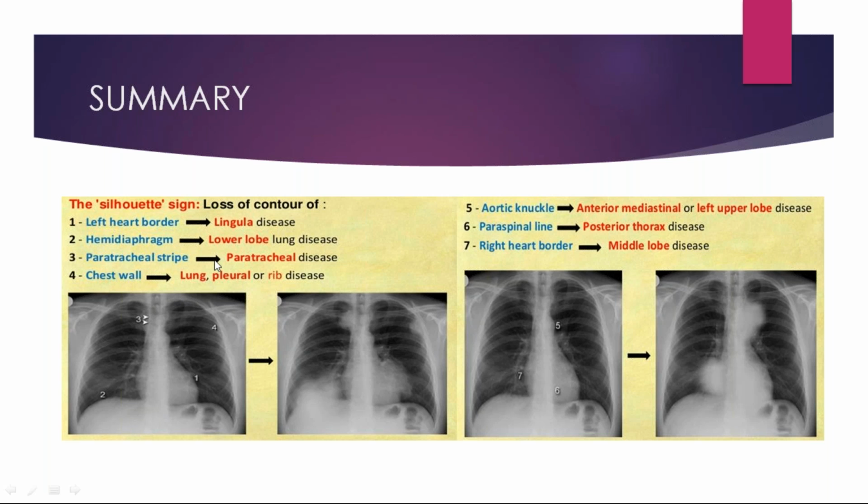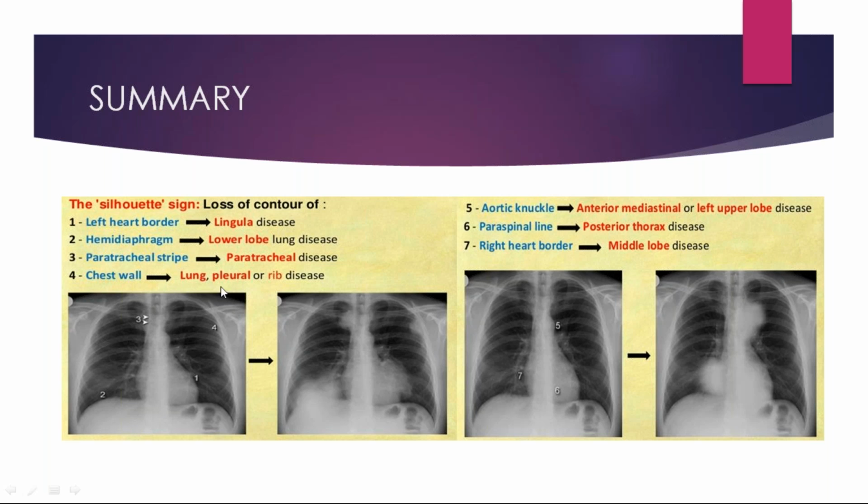And if the paratracheal stripe is obscured... The paratracheal stripe is nothing but this: the trachea is aerated, therefore it will be radiolucent, and the adjacent lung is also radiolucent, and between this trachea and the lung there is a fine strip. It is nearly 5 mm in thickness, and this is the paratracheal stripe. If this paratracheal stripe is obscured, it means there is a paratracheal disease.